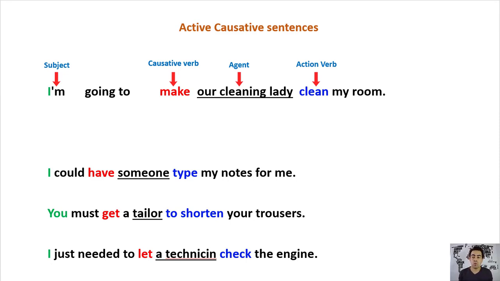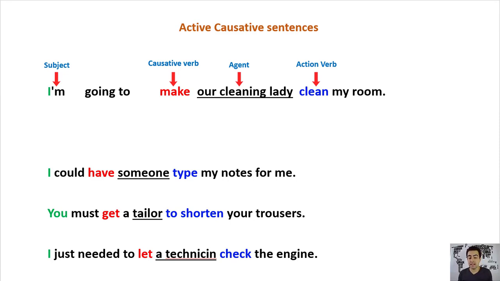It doesn't matter which tense we are talking about. It can be present tense or past tense, present perfect, future, or we can use other modals like could, should, would. All types of modals can fit into this structure. And the third example sentence is "You must get a tailor to shorten your trousers." The subject is you, your causative verb is get, and tailor is your agent who is going to shorten your trousers. Okay, then the last one.